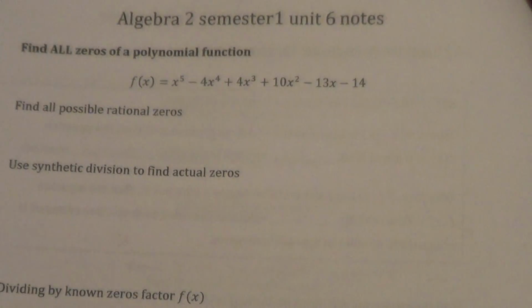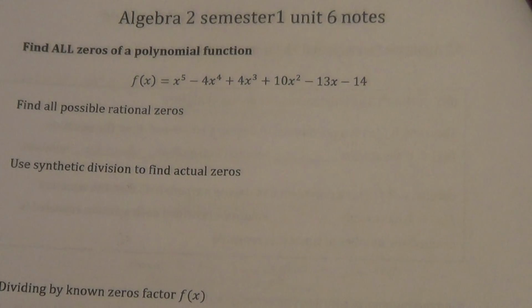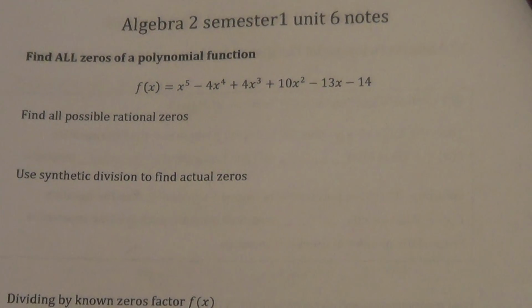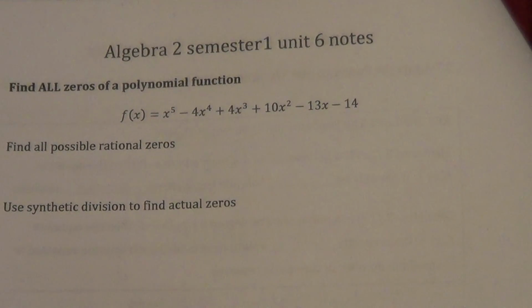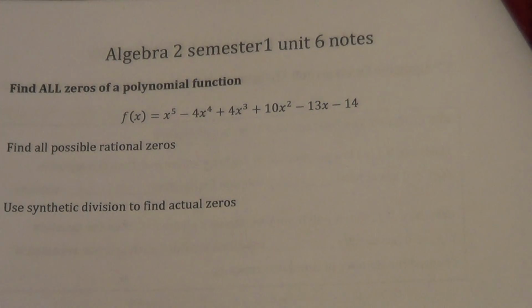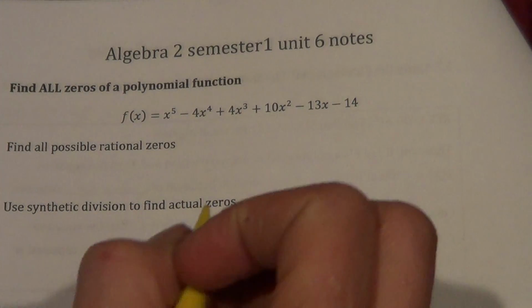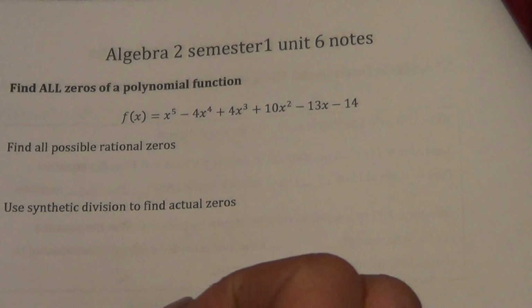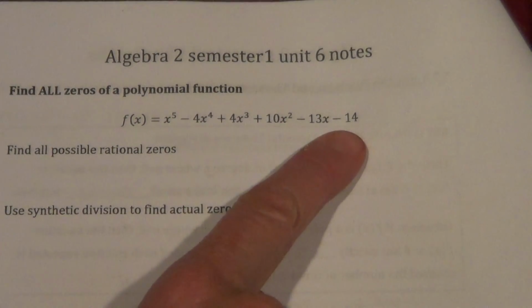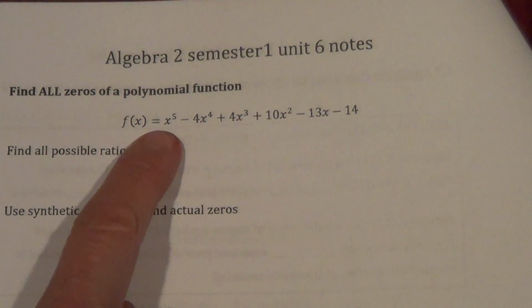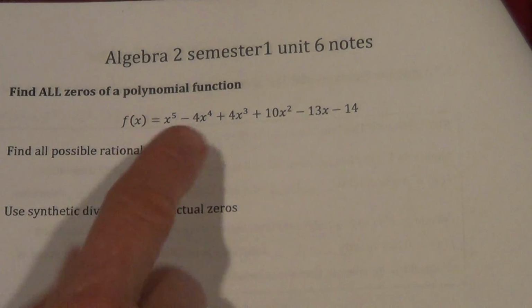Only 2 problems on this page. They get a little bit lengthy. We have a polynomial to the 5th degree. We have to look at all the possible zeros, so we take our constant over our leading coefficient.